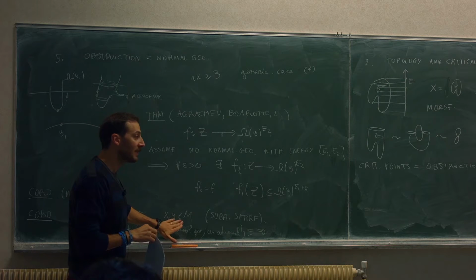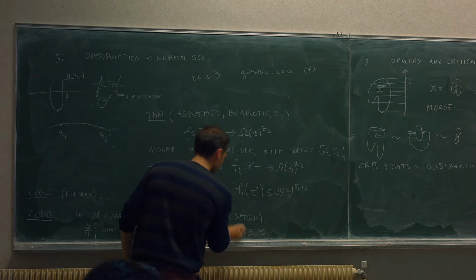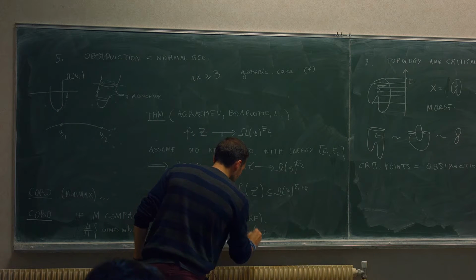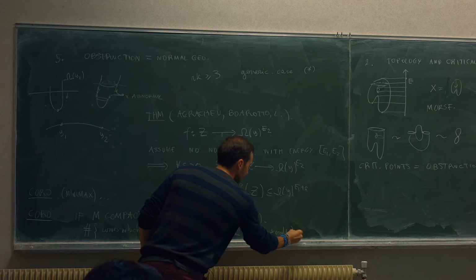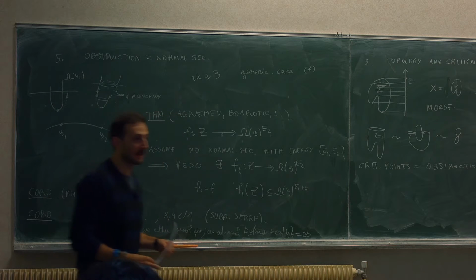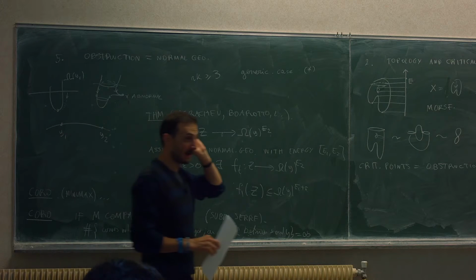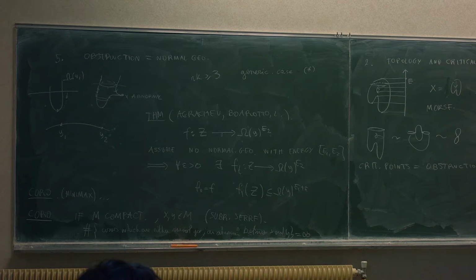So I fix two points, x and y. Curves which are either normal geodesic or abnormal between x and y. This set has infinite cardinality. Just to see that, here is one example where we actually have infinitely many abnormal ones.